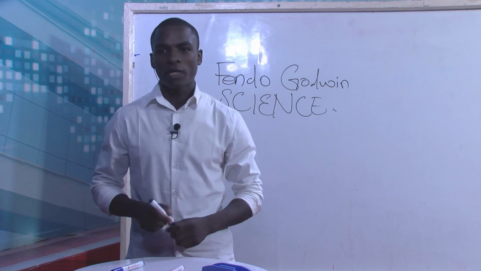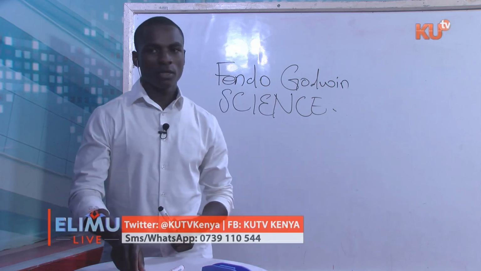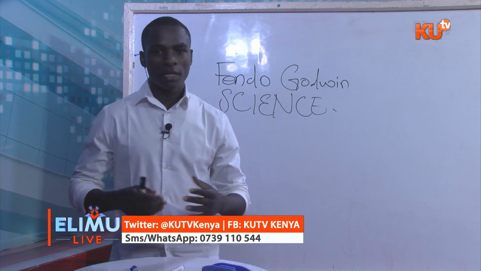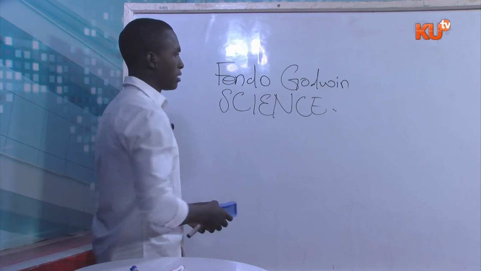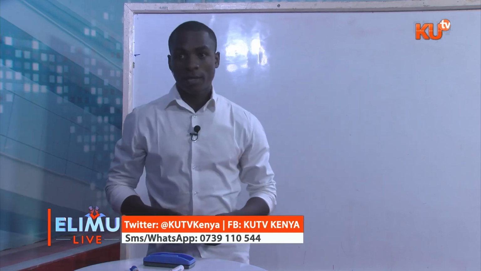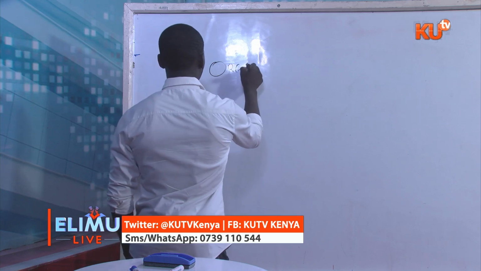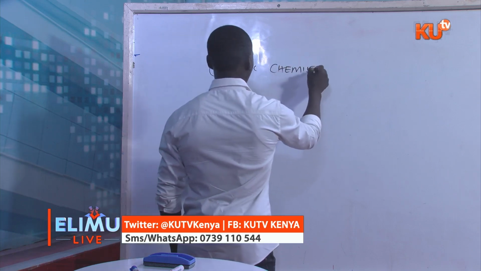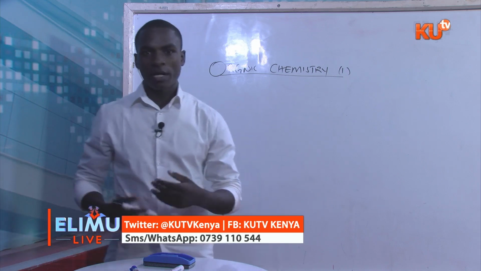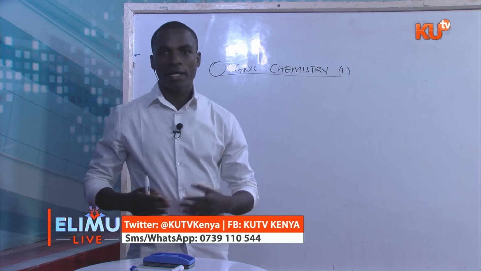I'll be taking you through organic chemistry, which is a preliminary topic for organic chemistry in high school. Organic chemistry is the third topic in the Form 3 chemistry syllabus, and today we shall be talking in detail about what it entails. Like I said, today the topic is Organic Chemistry 1, and it's a preliminary, introduction topic, because organic chemistry is also taught in Form 4 in detail.